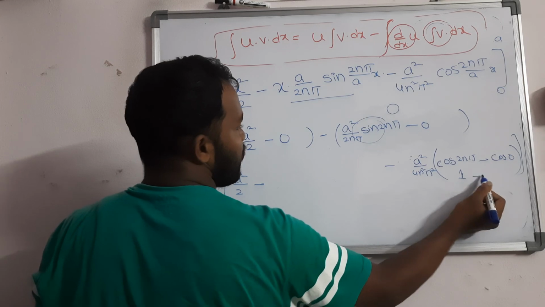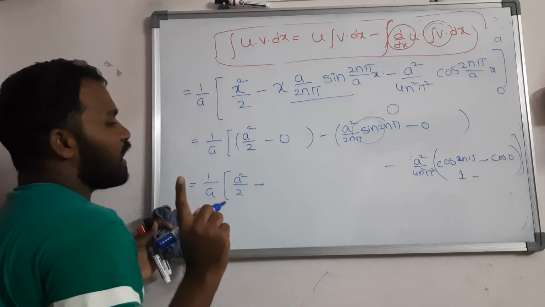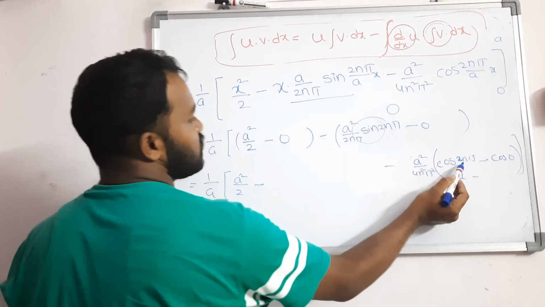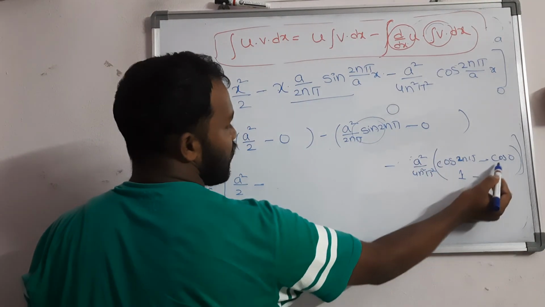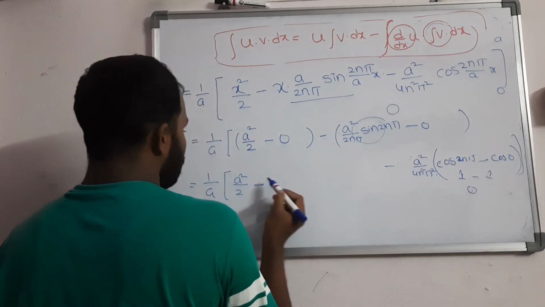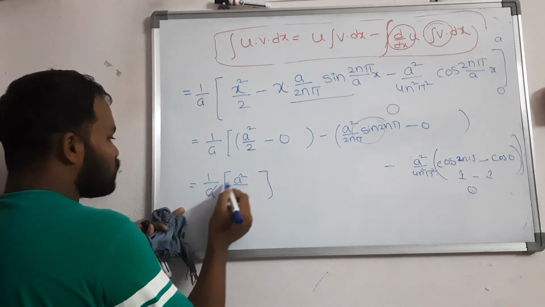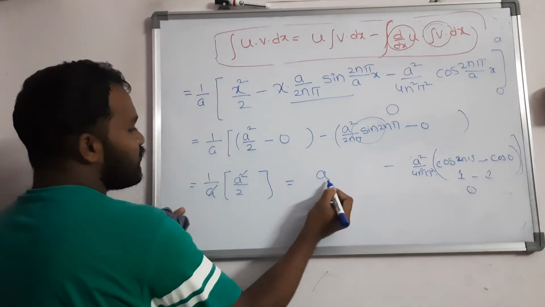For even numbers cos n pi is 1. So 1 minus cos 0 is 1. 1 minus 1 is 0. 0 into something is 0. The entire value is 0. That I am not going to write. So here a into a gets cancelled. You will get a by 2.